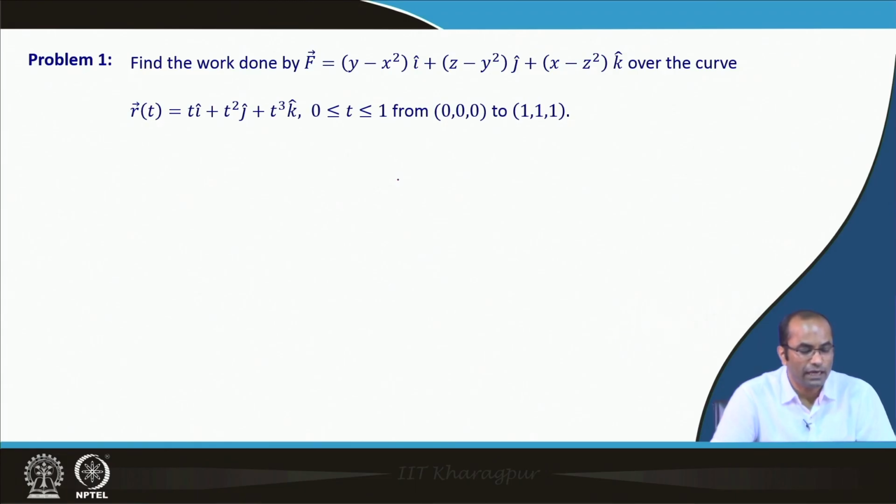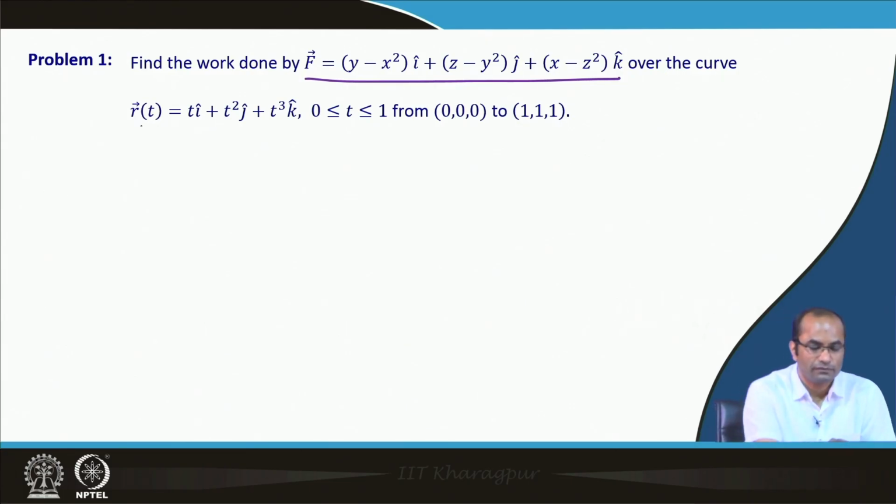So, suppose we have this problem: find the work done by this force. This is the force field given, with three components, over the curve whose equation is also given, that is, the parametric equation or vector function of one variable is given, with t varying from 0 to 1.